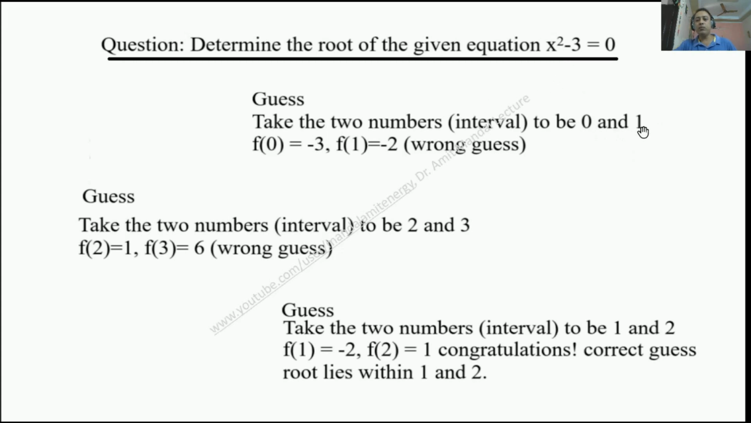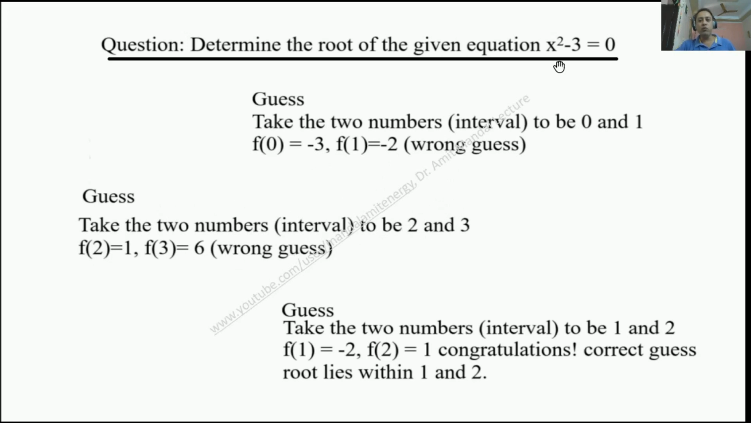minus 3. And in case I am putting x equals 1, I am getting minus 2. Both are negative, so 0 doesn't lie between minus 3 and minus 2. So this is my wrong guess. Now I am taking a second guess. Suppose this time I am taking the numbers 2 and 3. These are the two numbers and I believe that the root lies between them.